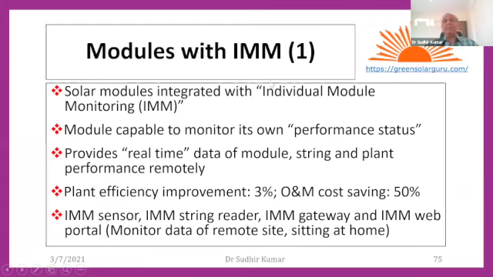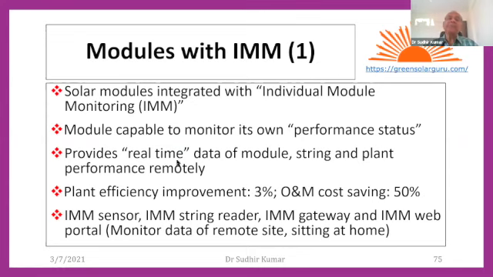Modules with IMM. IMM is individual module monitoring. Normally you have a monitoring system where the centralized monitoring is there through the inverter. But this is an interesting module which has its monitoring system inside the module itself. So what is happening? It gives real-time data at module level. So plant efficiency is improved by 3% and O&M cost savings are 50%.